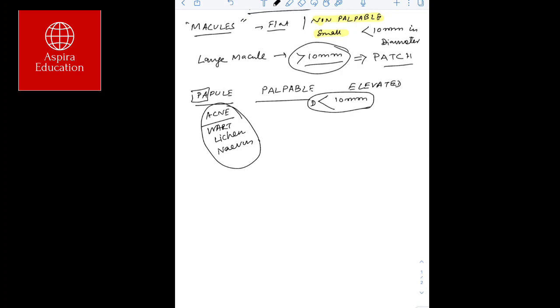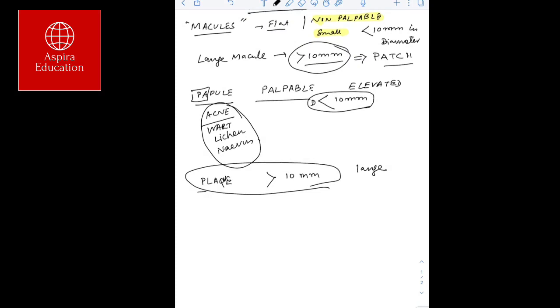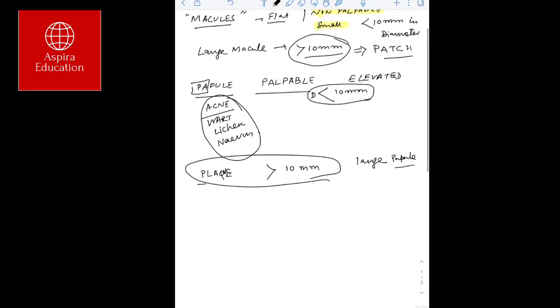So what is a plaque? We are coming to a plaque. It is a large papule, and it is more than 10 millimeter. So plaque is a large papule. It is palpable, it is slightly above the surface, and it is more than 10 millimeter.